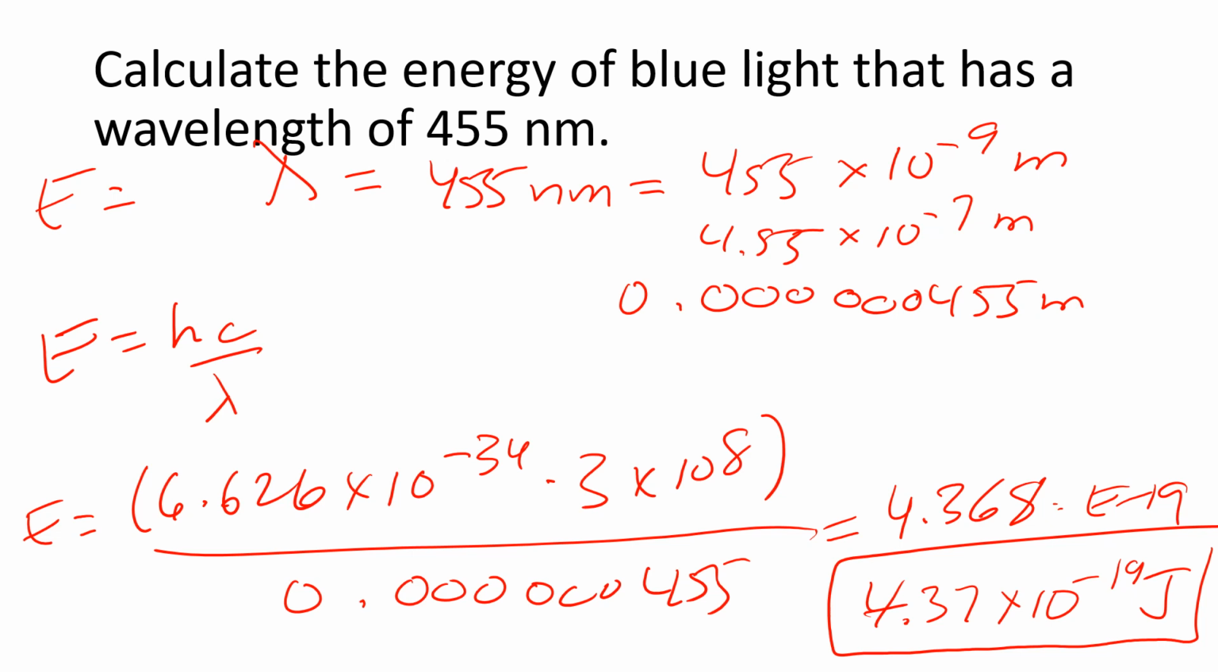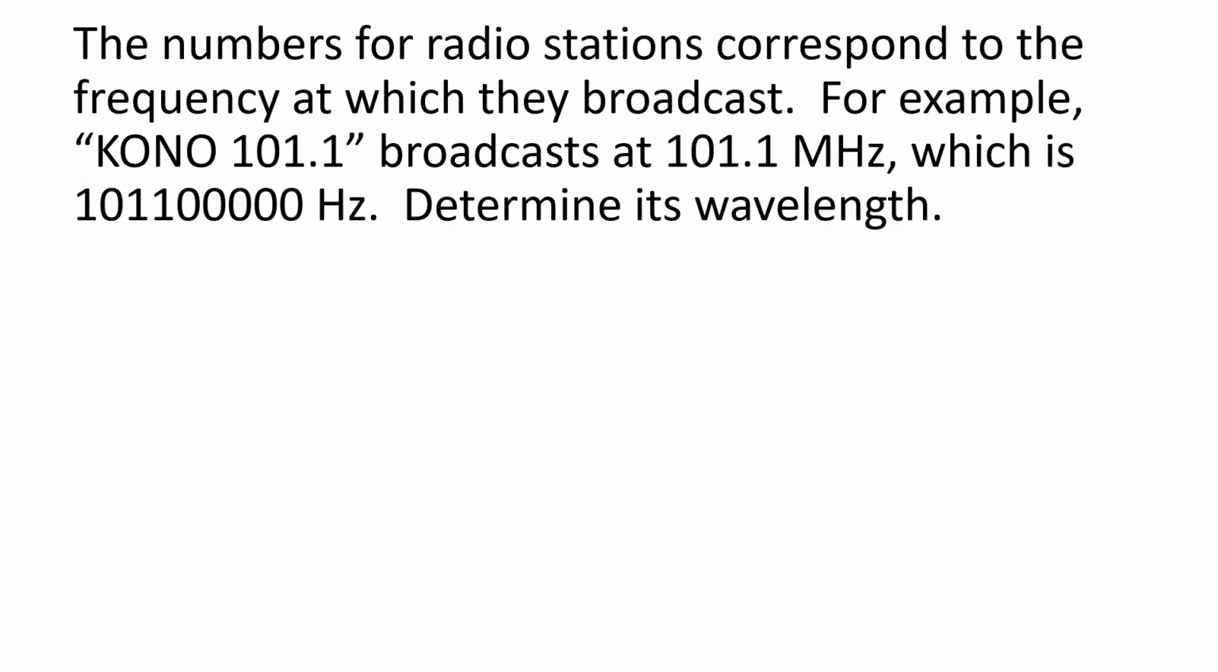The numbers for radio stations correspond to the frequency. So for example, Kona 101.1, which I listen to, is actually 101.1 megahertz, which I already converted to hertz for you, so you don't have to worry about it.